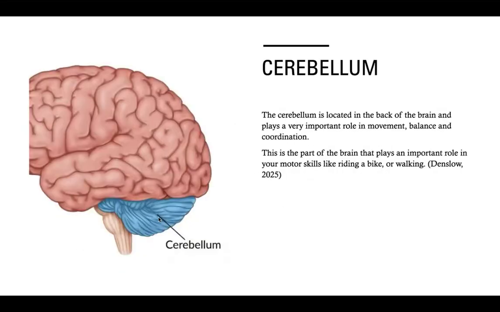This is the cerebellum. The cerebellum is located in the back of the brain and plays a very important role in movement, balance, and coordination. Without this part of the brain, you would not be able to move. You wouldn't be able to have skills like riding a bike or running or walking.